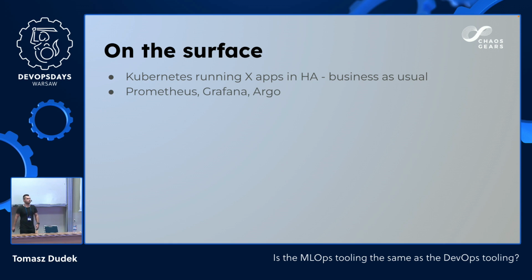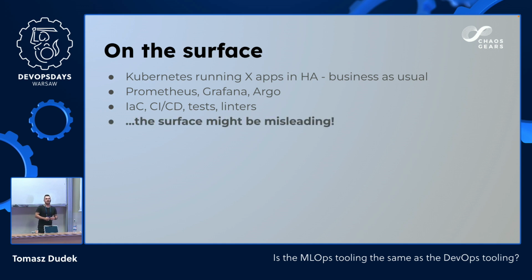You've also got those Prometheus, Grafanas, Argos, and everything that you already know from your projects. You've got also infrastructure as code, CI/CD, tests, linters, whatever good practices that you apply in your projects are also here. The IaC and so on wasn't shown on the picture, but you may imagine that it's there. But the surface might be misleading, and hence the idea for this talk.